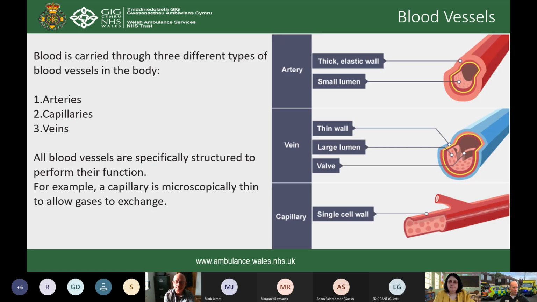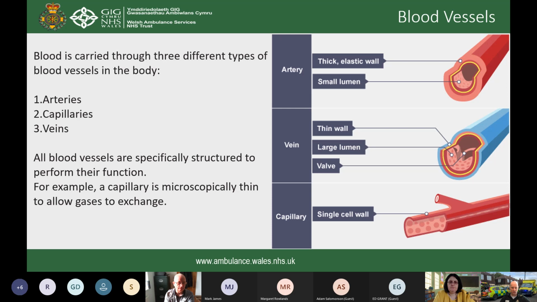So different types of blood vessels. Again, let's go through the basics. They're all made up of different layers, so they've got different kinds of structures. The lumen is thicker and smaller in some blood vessels. So we've got the artery, we've got capillaries, and we've got the veins. And like I said, all the vessels are structured differently. So capillaries are made with a single cell wall layer, because we know the capillaries allow the oxygen gas exchange.